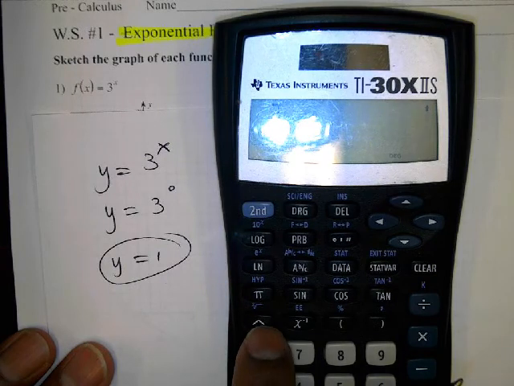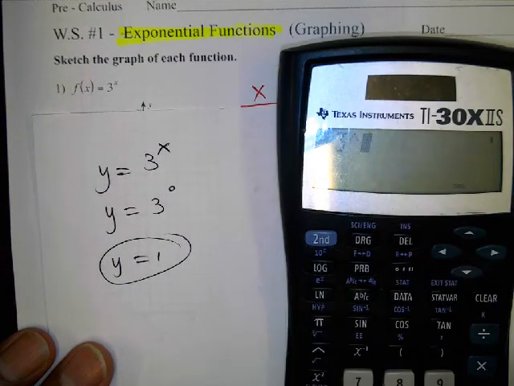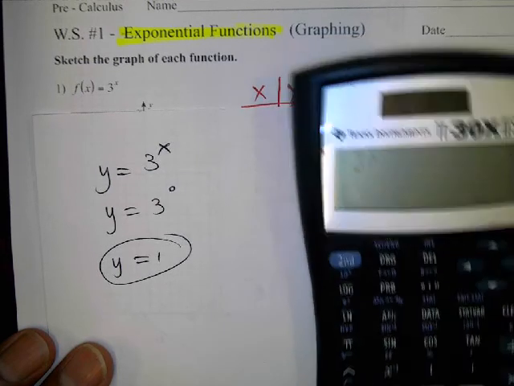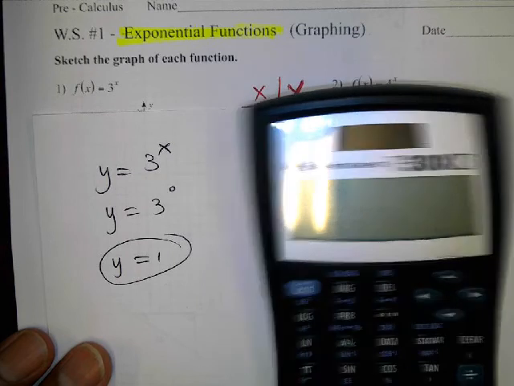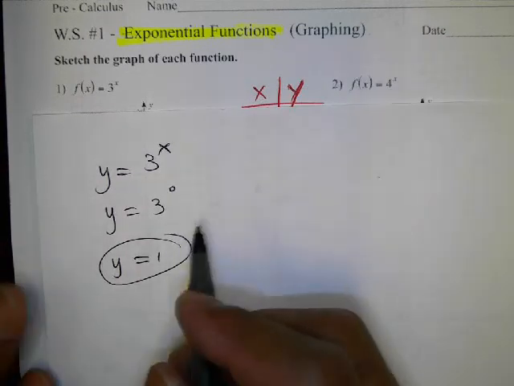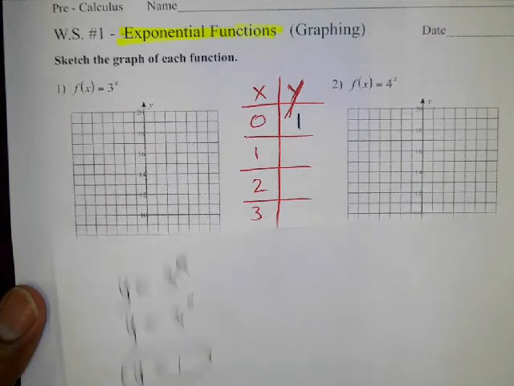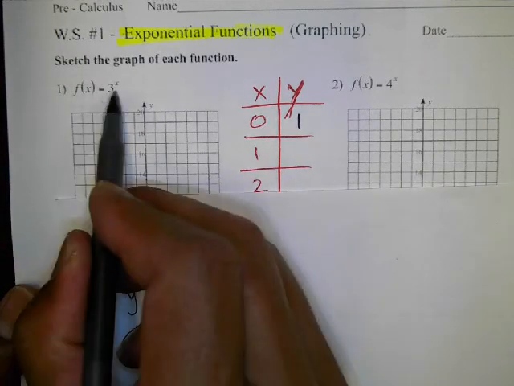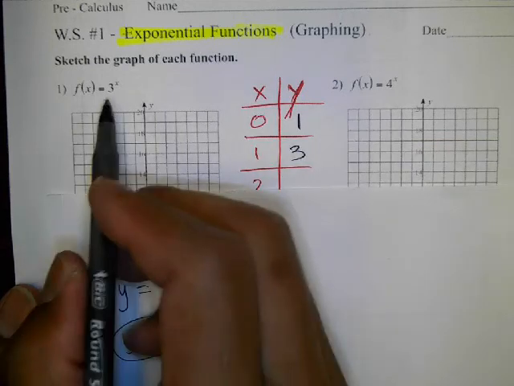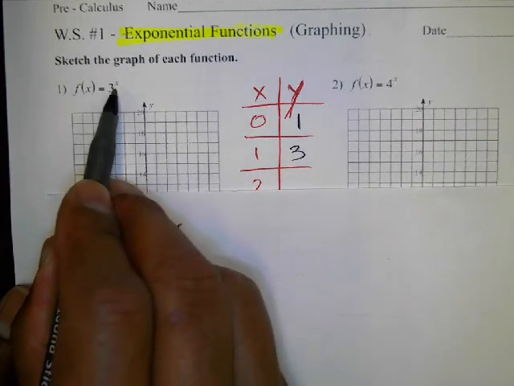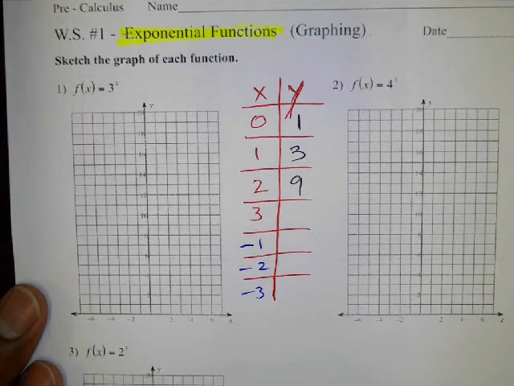Those of you that have this calculator, this little arrow up here gives you the exponent. 3 to the power of 0 is 1. Okay, so when x is 0, y is equal to 1. When x is 1, 3 to the power of 1 is 3. When x is 2, 3 to the power of 2, that's 3 squared, 9.